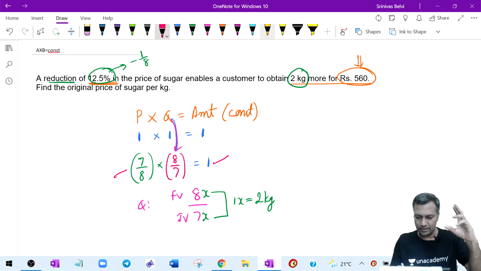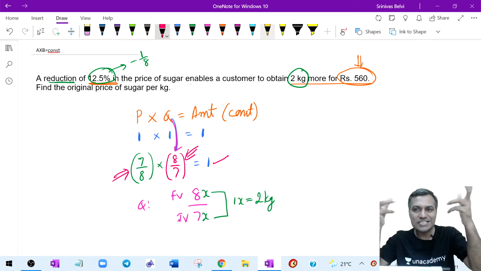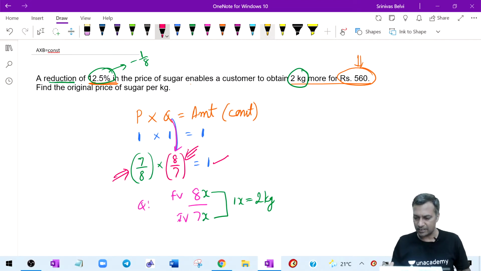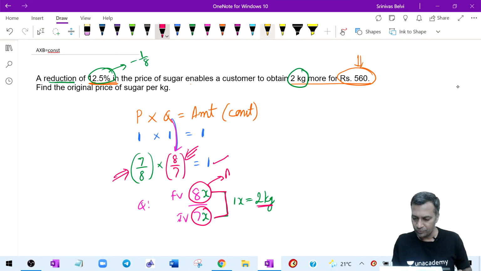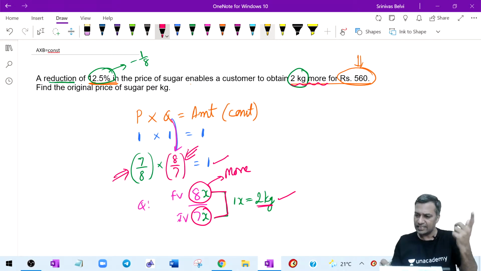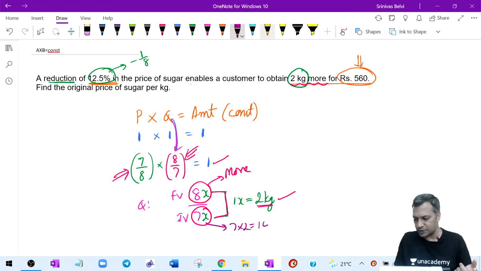This is what is running in your mind. You look at one multiplier, you write the other multiplier, you analyze that multiplier. Final value is 8x, initial value was 7x. Now this difference 8x minus 7x is nothing but 2 kg. Initially you used to get only 7x, but now you are getting 8x, you are getting more compared with 7x. How much more? You are getting 2 kg more. That is what the author is trying to say. Therefore, what is the initial quantity? Initial quantity is 7 times 2, 14 kgs.